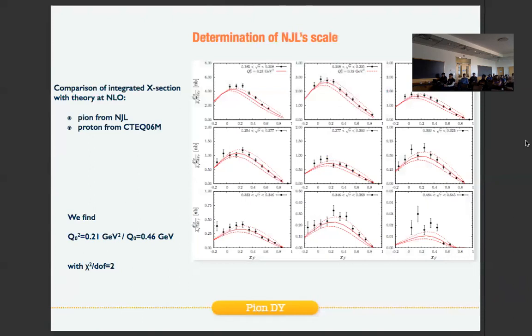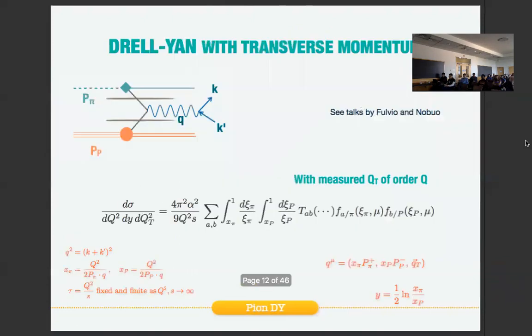So that's the scale we're going to use next. The only parameter, I forgot to tell you that before, the only parameter we had in the model was Q naught. So we fixed it to that scale, which is in agreement with what we had before, so it's wonderful. And we use that scale everywhere in what follows, okay? Anyway, so now we go to Drell-Yan unintegrated, with transverse momentum.